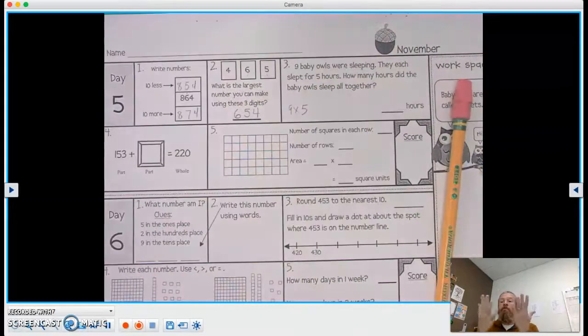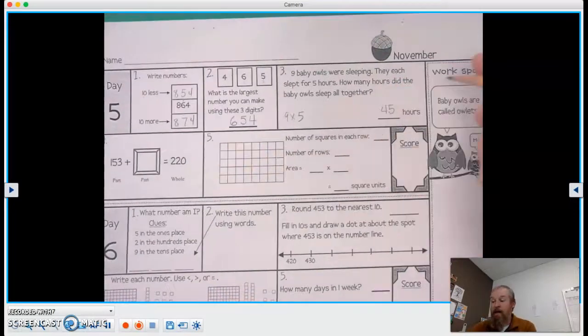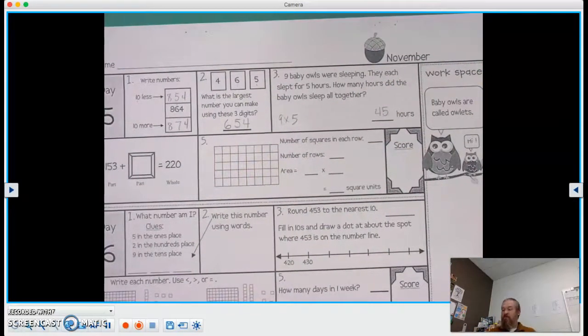So if you remember, our 9 times 5, we're going to count over 5. 1, 2, 3, 4, 5. We're going to fold that down. Okay, I'll go like this for you. Is that better? So our tens are 4 tens and 5 ones. 45 hours. 9 times 5 equals 45.